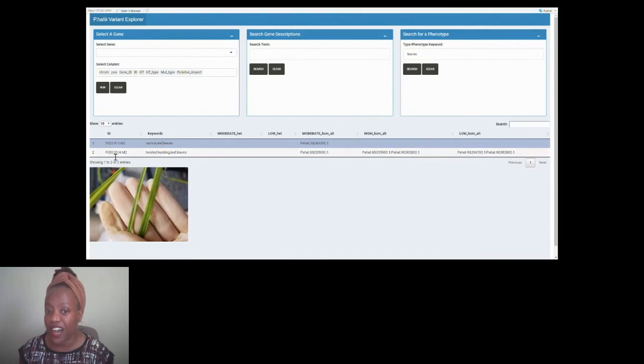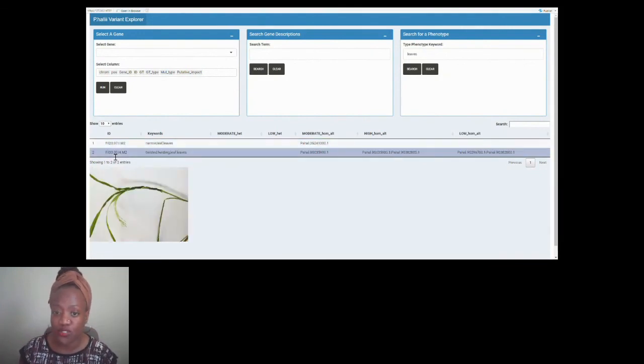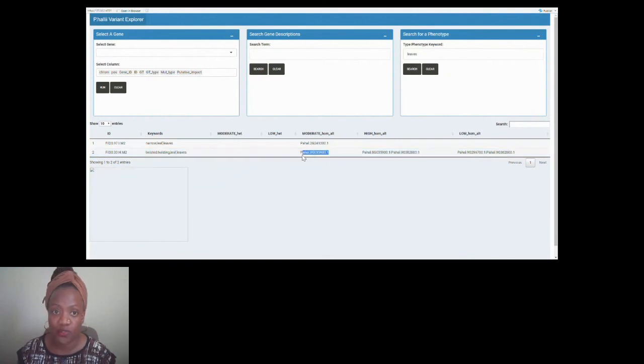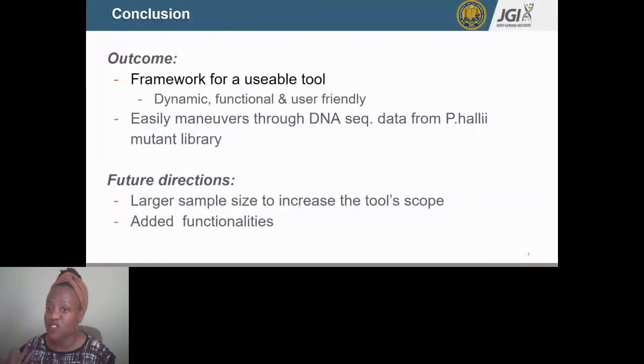So here we have a simple, user-friendly tool that is dynamic and functional, which is what we set out to do. It can be used to maneuver through a large data set and can be used to discover gene candidates for future studies. So we believe that we now have a study framework for a usable tool, which you can build on to add more functionality and increase the tool's scope.